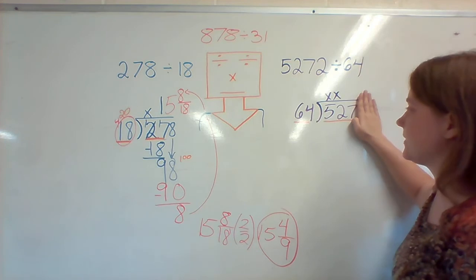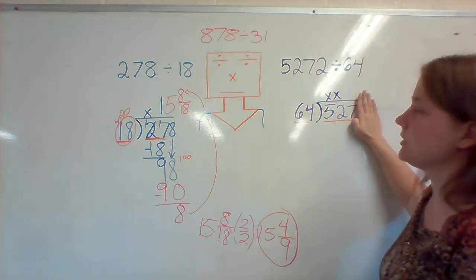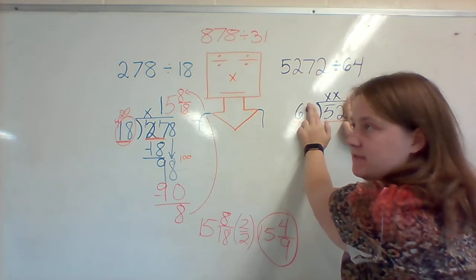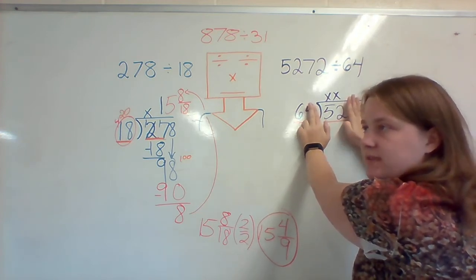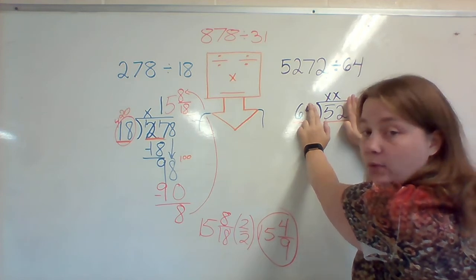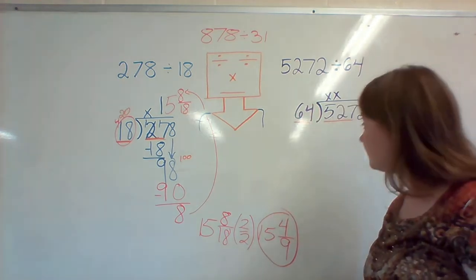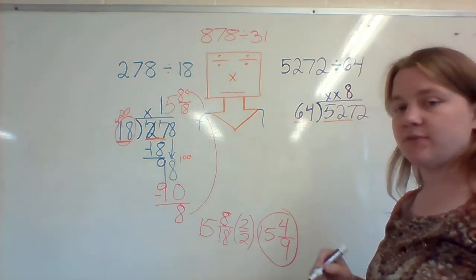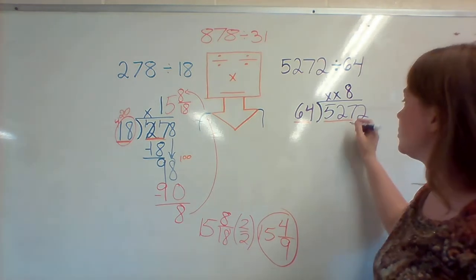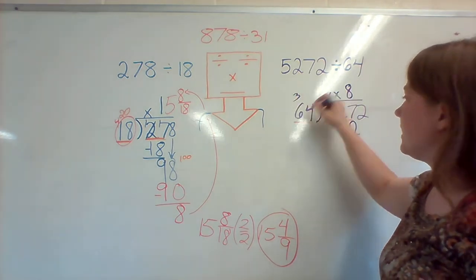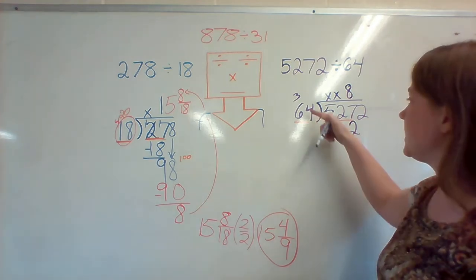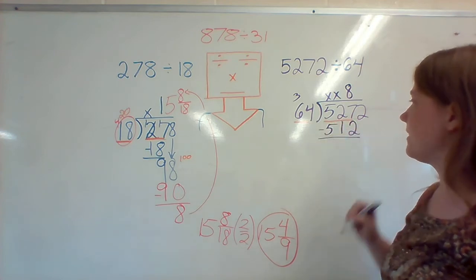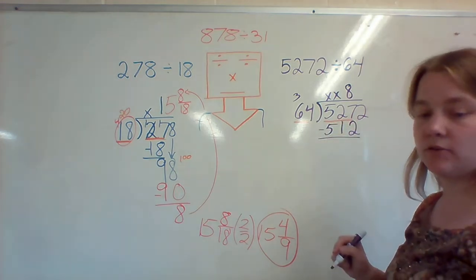64 into 527, those are kind of big numbers, so I'm going to look at 6 into 52. 6 can go into 52. Well, I know that 6 times 9 is 54, so 6 times 8 is 48, so let's go ahead and try 6 times 8, or 64 times 8. 8 times 4, 8 and 8 is 16, 16 and 16 is 32. 8 times 6 is 48 plus 3, 49, 50, 51. So I have 527 minus 512.